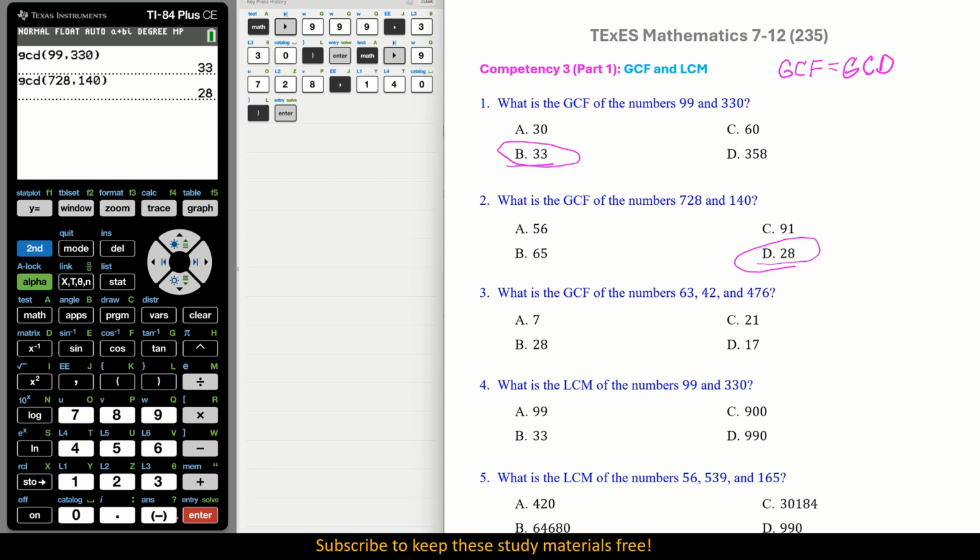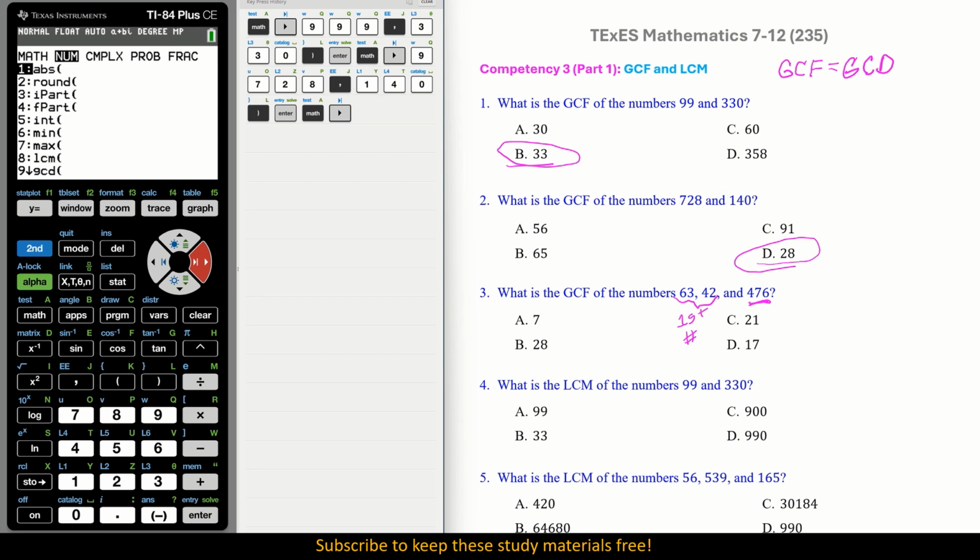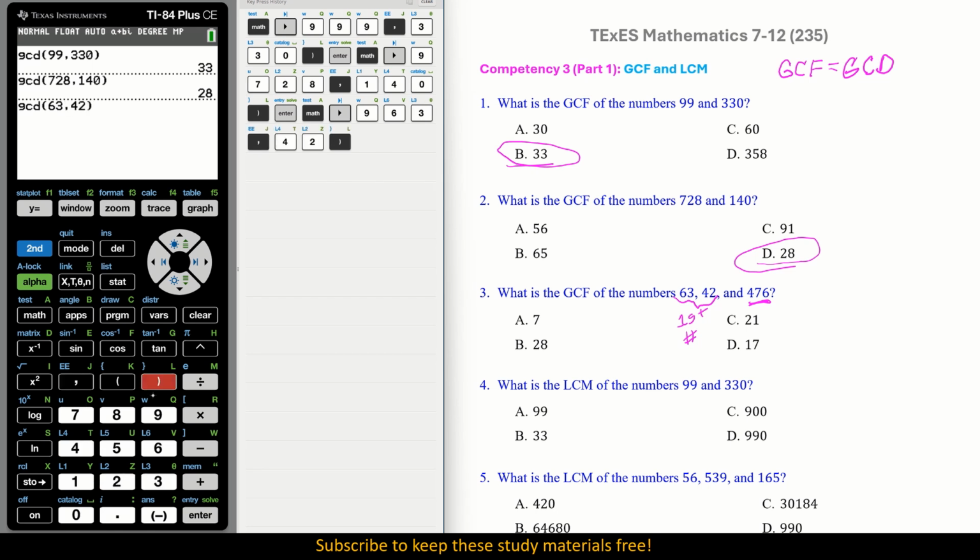Okay, now this is where it gets a little different. Number 3 says, what is the GCF of the numbers 63, 42, and 476? Well, that's 3 values. We can't enter 3 in our calculator. So what you do is you enter these two first, then whatever the number is here, you enter it with the last one, the third one. Okay, all right, so let's do that. Math, number, and then number 9. Okay, and we put in our first two numbers, 63, comma, 42, and close.